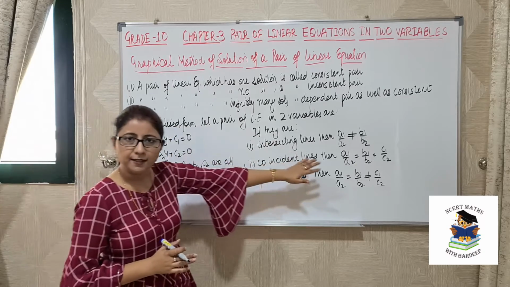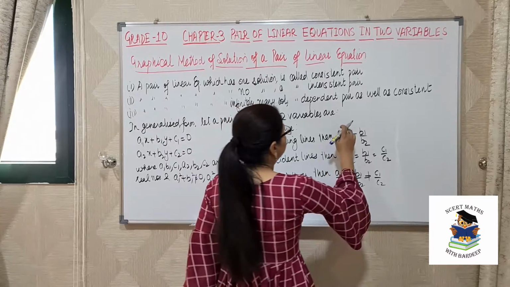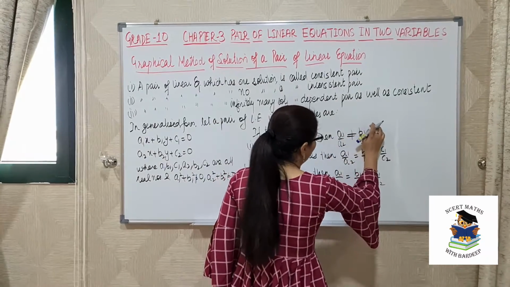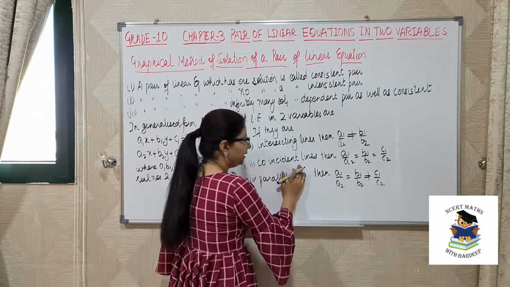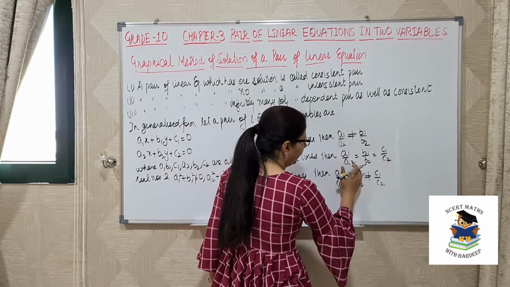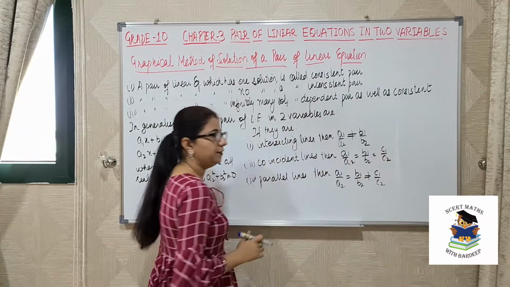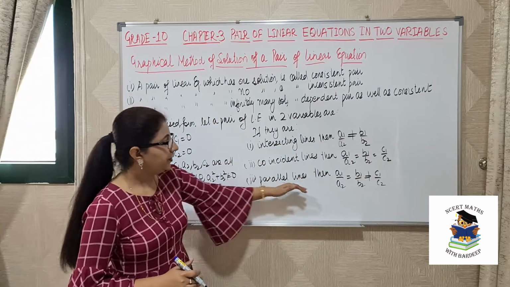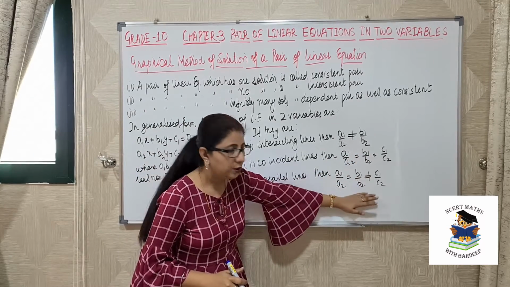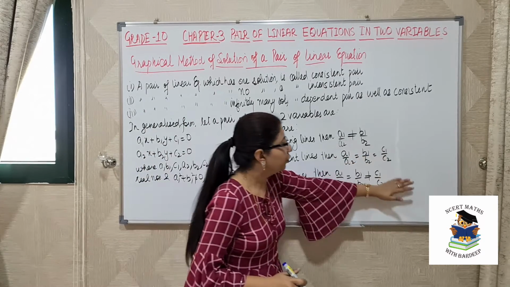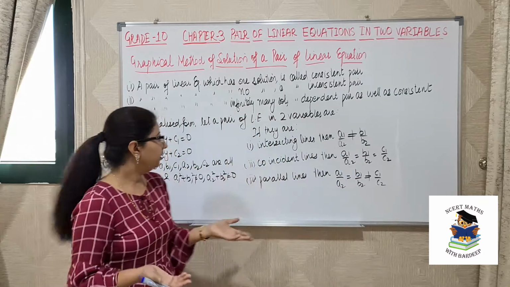If they are intersecting lines, that means they have one solution, then definitely a1 by a2 should not be equal to b1 by b2. If they are coincident lines, then a1 by a2 should be equal to b1 by b2, which should be equal to c1 by c2. And if they are parallel lines, then a1 by a2 equals b1 by b2 but should not be equal to c1 by c2. So what is the meaning of this?